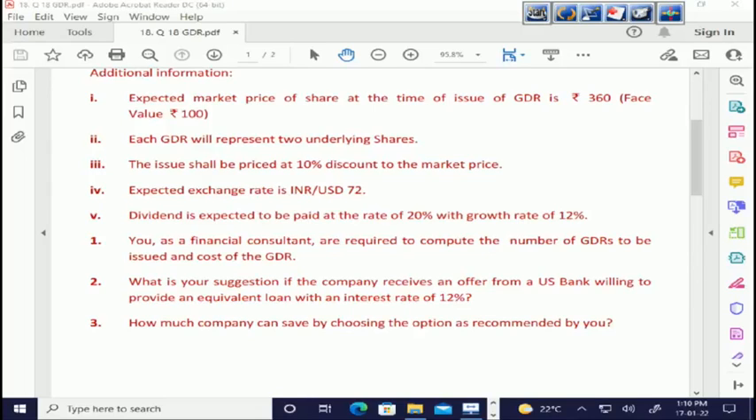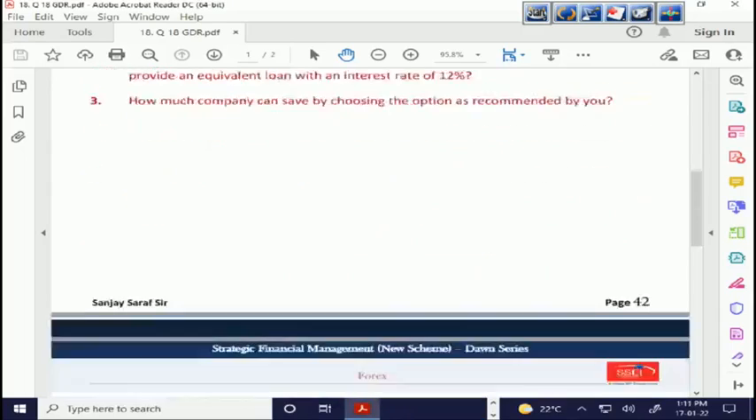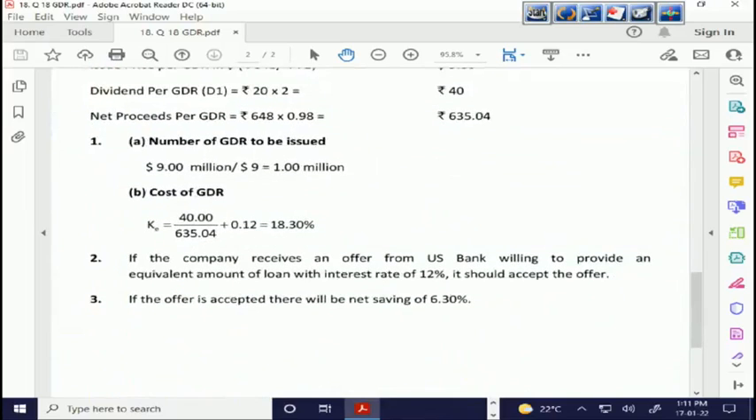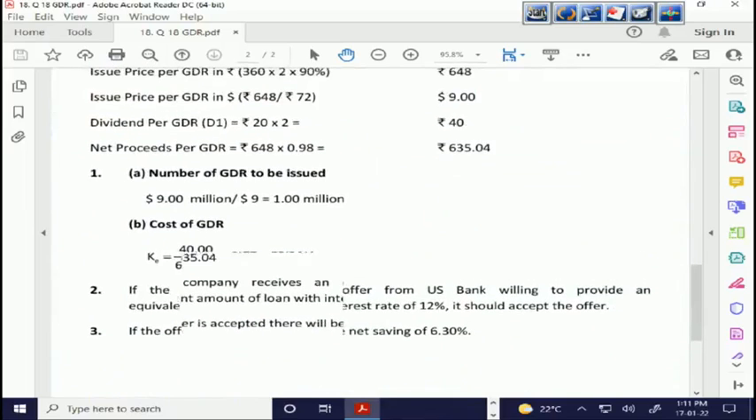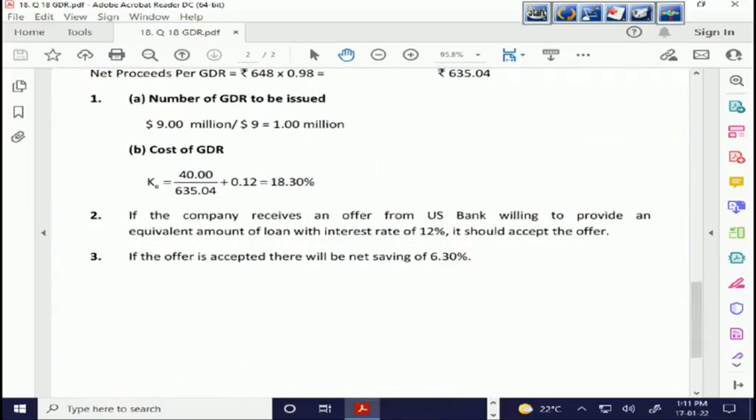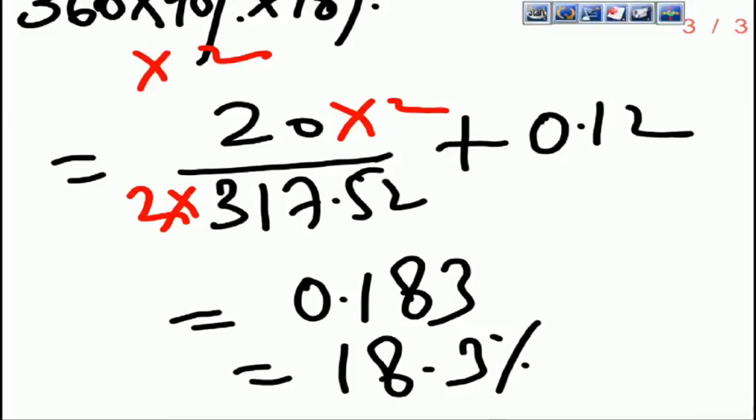Let's see. We want to check the solution. You can see 18.3%, we should go for the US loan, 6.3% net saving. Okay, this is GDR.